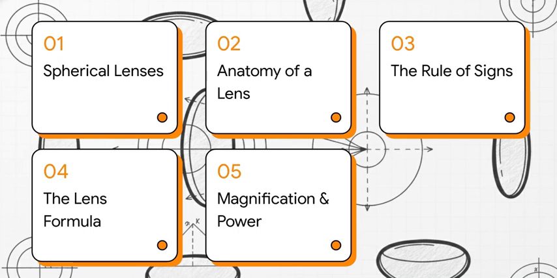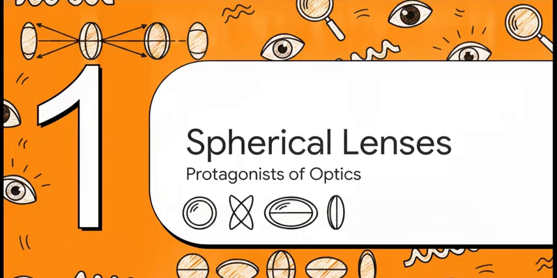All right, so here's our roadmap for today. We'll meet the spherical lenses themselves, map out their physical anatomy, and establish the rule of sines. Then we'll dive right into the lens formula and finally wrap the whole shebang up with magnification and power. Let's get into it. Section 1.